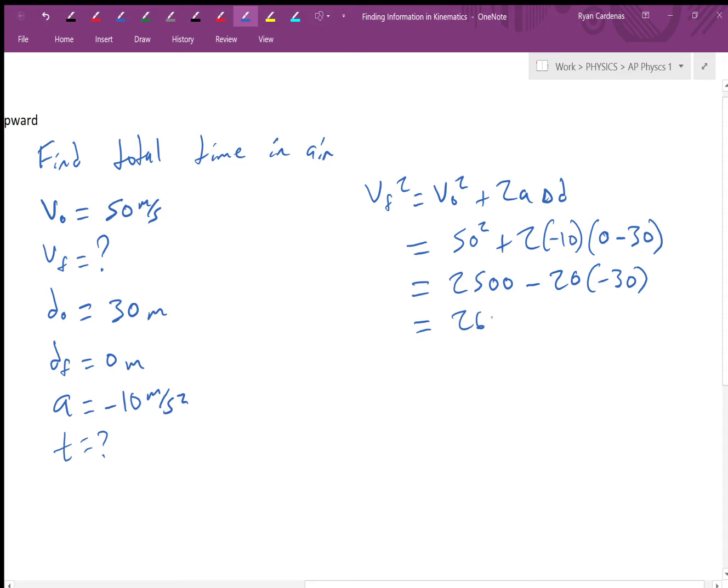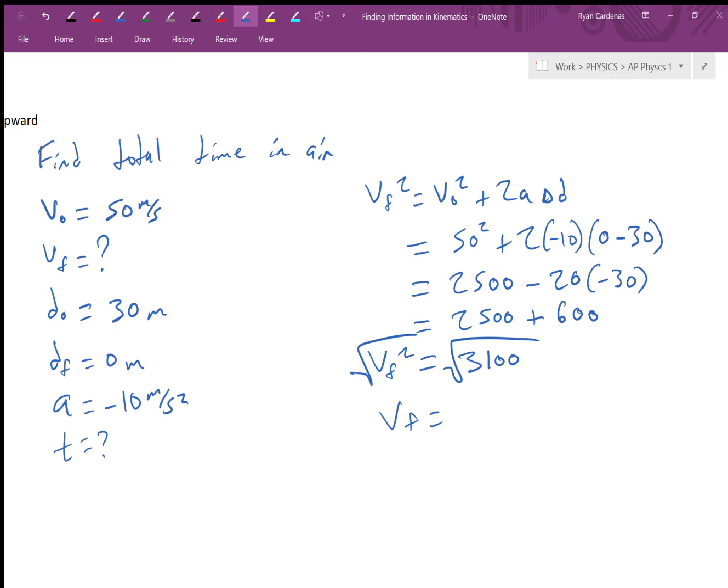And what this amounts to is a positive 600, and so VF squared is 3100. Square root both of those, and I get a final velocity of, drum roll please. Oh, the suspense is killing me. Alright, 55.68. I'm rounding it. Meters per second.